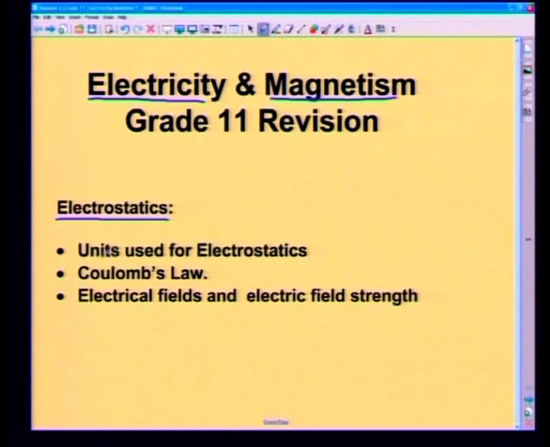We are going to look at units that are used when we deal with electrostatics. We will definitely be talking a lot about Coulomb's law. We will also have a look at electric fields and electric field strength. So those are the sections of work that we'll be looking at in this particular lesson. Now let's start by going back to some of the things that we even did at grade 10.